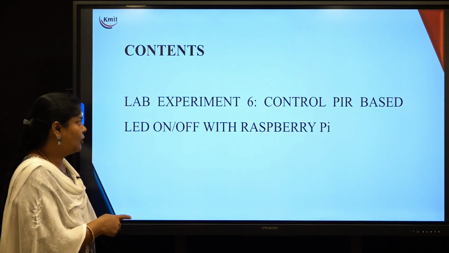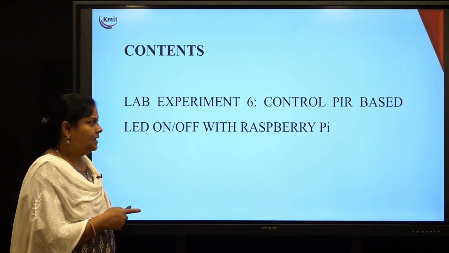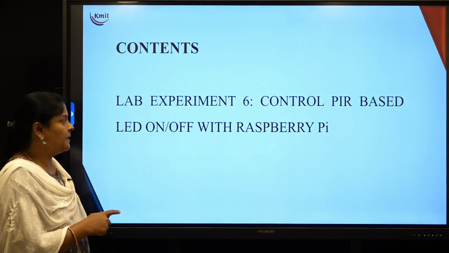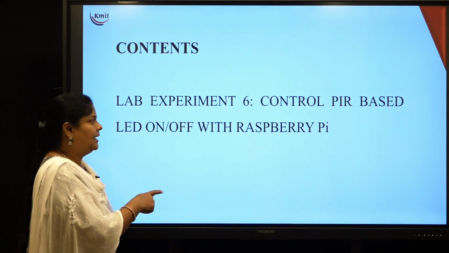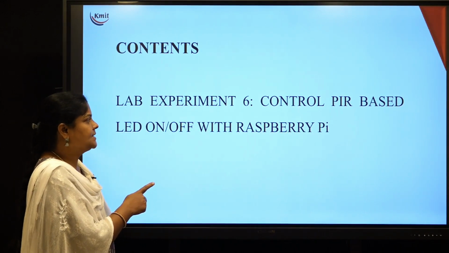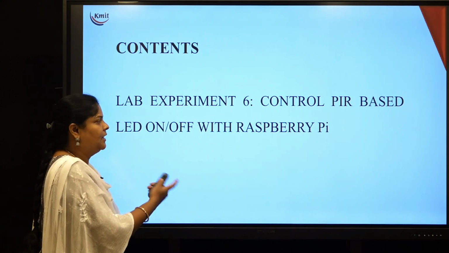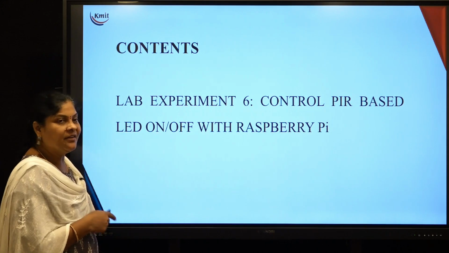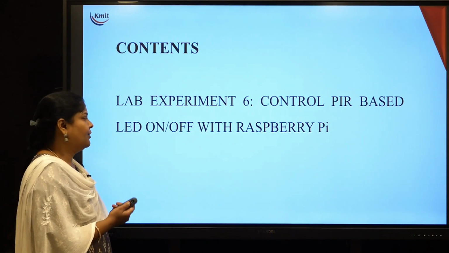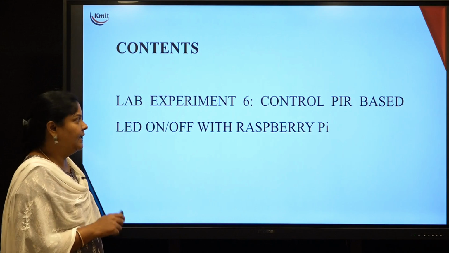So next topic is about PIR sensor. This is the sixth experiment according to the lab syllabus. The program is controlling a PIR-based LED on or off with a Raspberry Pi board. So here we are using a PIR sensor in order to turn a LED on and off.